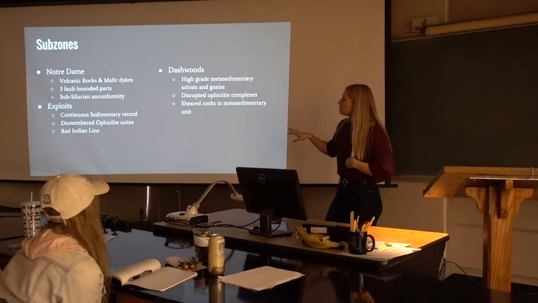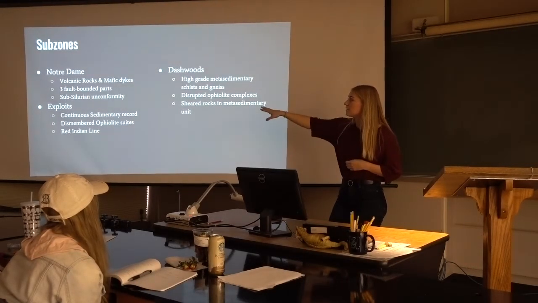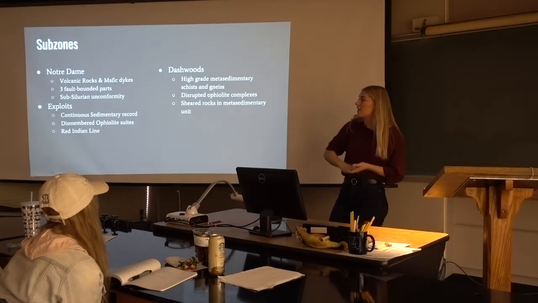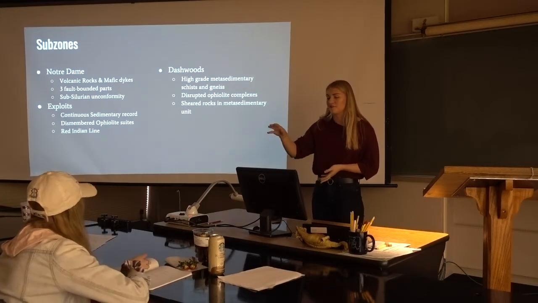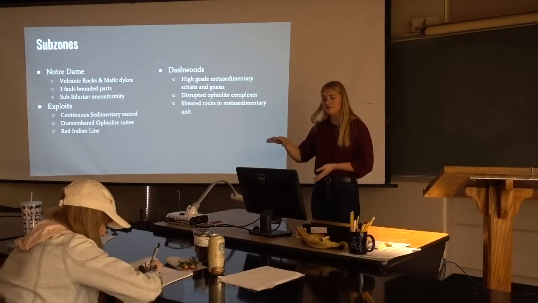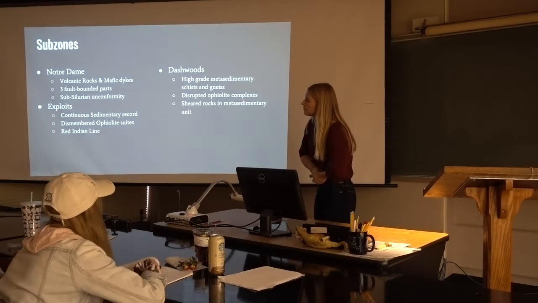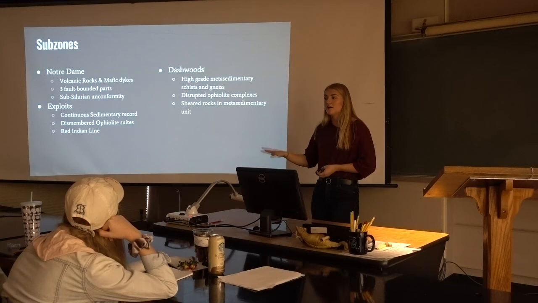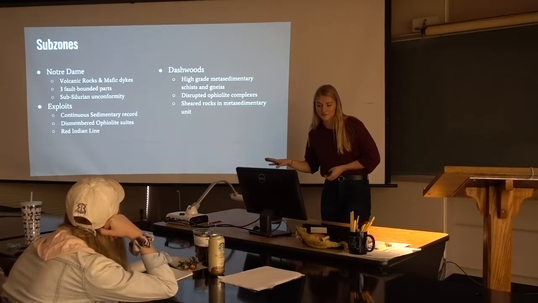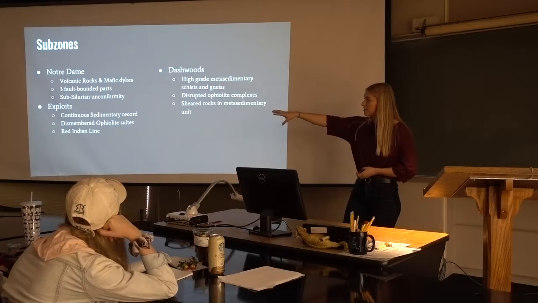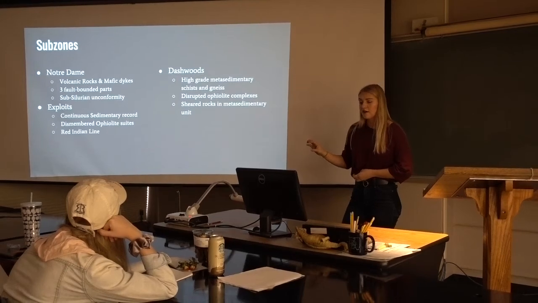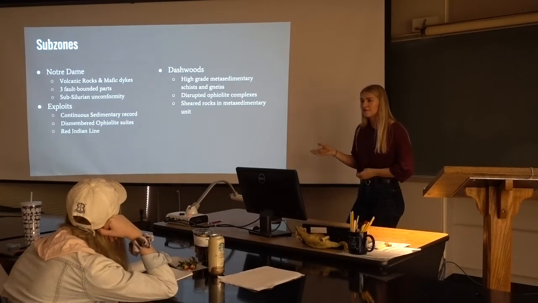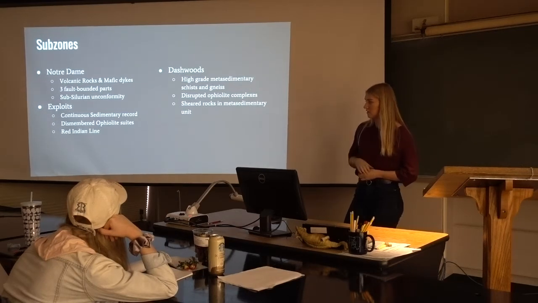So, brief description of the 3 subzones. In the Notre Dame subzone, the one in the north, there's a lot of volcanic rocks and mafic dikes. And I also thought it was cool that within that subzone, it was also split into 3 more fault-bounded parts. It's also home to a sub-Silurian unconformity, which I will talk about in the deformational history. In the Exploits subzone on the other side of the Red Indian Line, it's more of a continuous sedimentary record, but there's some dismembered ophiolite sequences, but more sedimentary rocks than volcanic, and it's bounded by the Red Indian Line, which we saw in the other map.